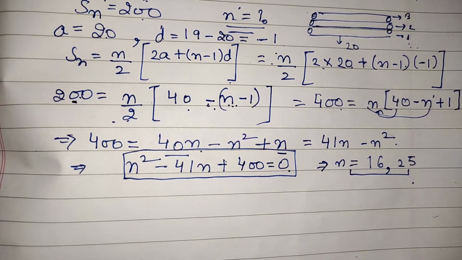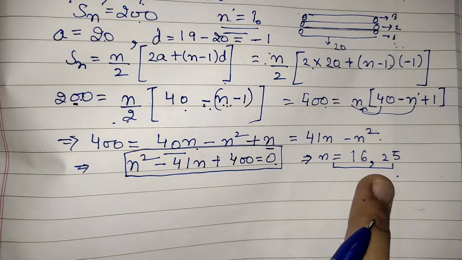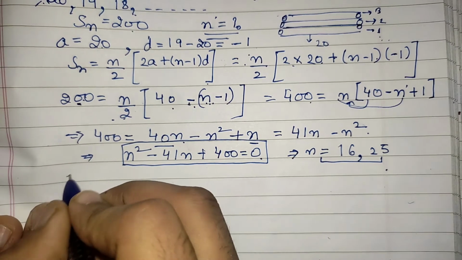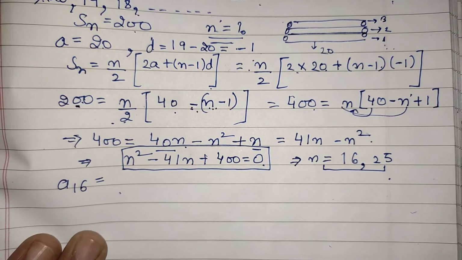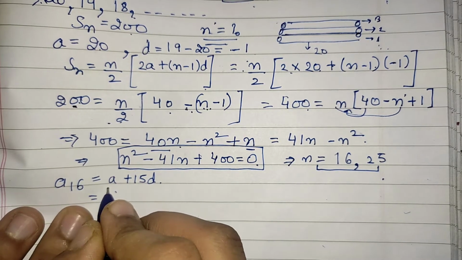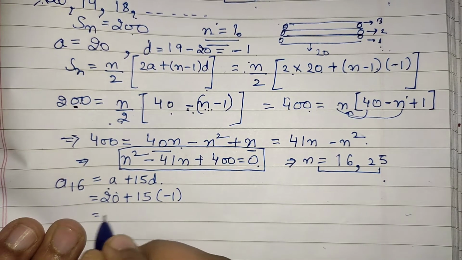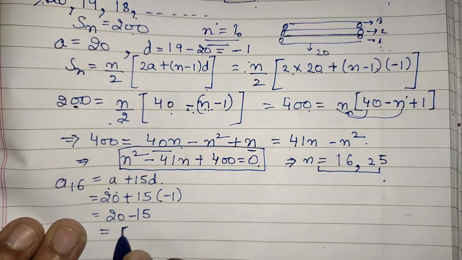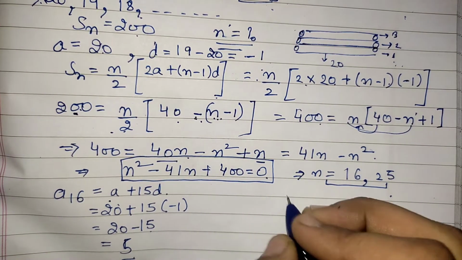They are asking in how many rows these 200 logs are present. So either my answer can be 16 or my answer can be 25. To justify whichever is my answer, let's first find out the value of a16. How many logs are present in the 16th row is given by a plus 15d. a is my 20 plus 15 into d, which is minus 1. So this will be plus minus minus, so it will be equal to 20 minus 15, which is equal to 5.